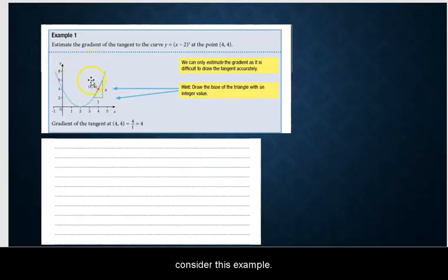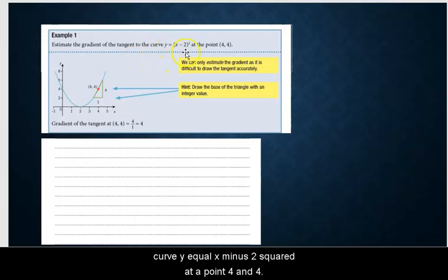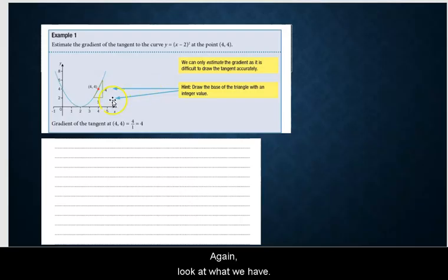Consider this example. We have to estimate the gradient of the tangent to the curve y equals (x minus 2) squared at the point (4, 4). So we have this coordinate (4, 4), and we're supposed to estimate the gradient of the tangent to the curve. Again, look at what we have. The gradient of the tangent is at (4, 4), right?